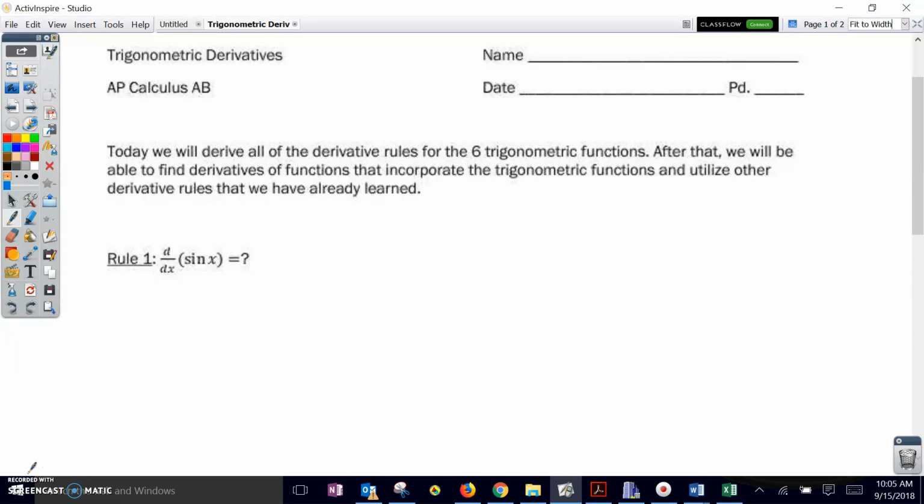Okay, welcome back everybody. In this lesson we're going to develop the rules for derivatives of trigonometric functions and use them for a few examples at the end.